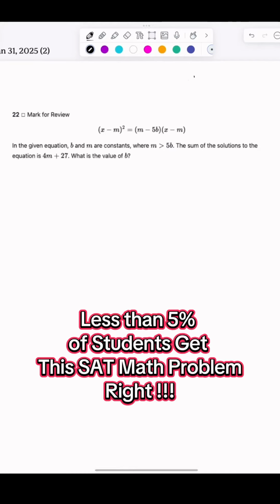Even my 1,500 SAT scoring students have gotten this question wrong this past week. In the given equation, b and m are constants where m is greater than 5b. The sum of the solutions to the given equation is 4m plus 27. What is the value of b?